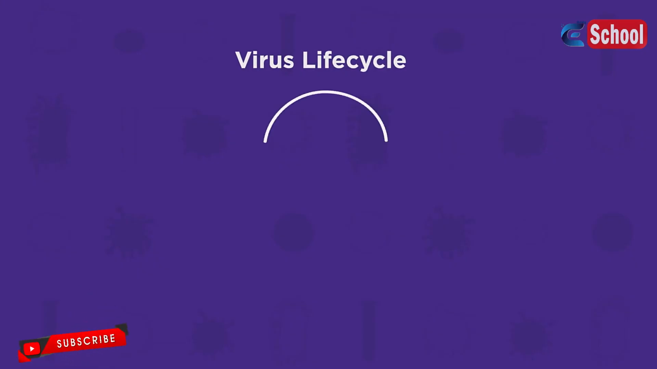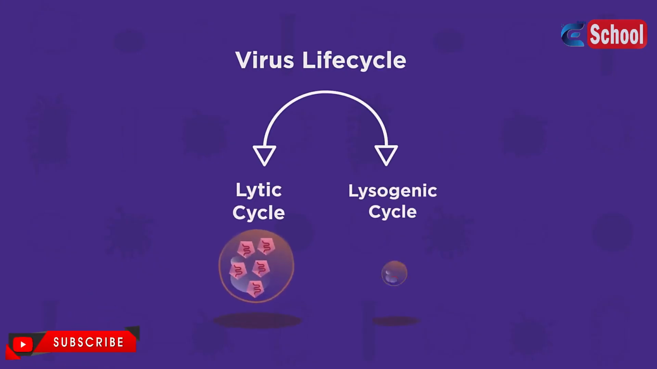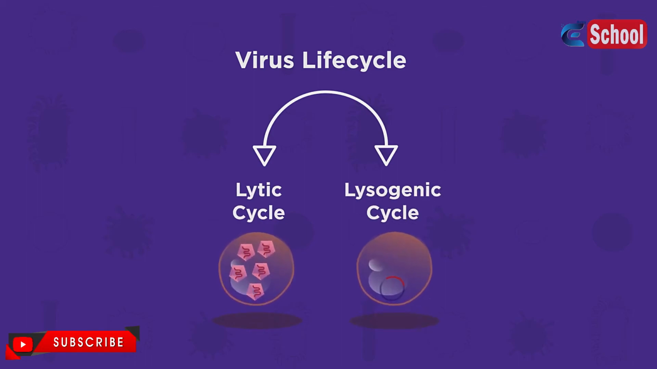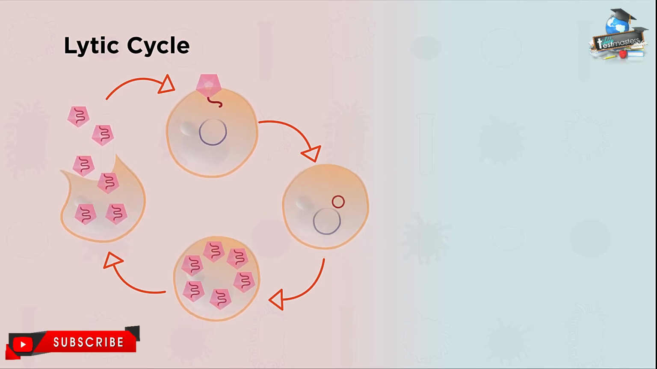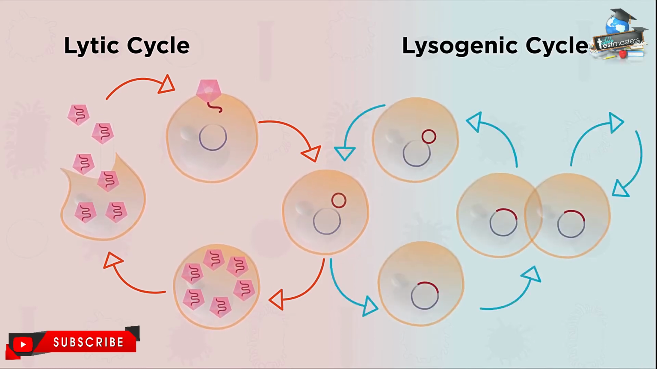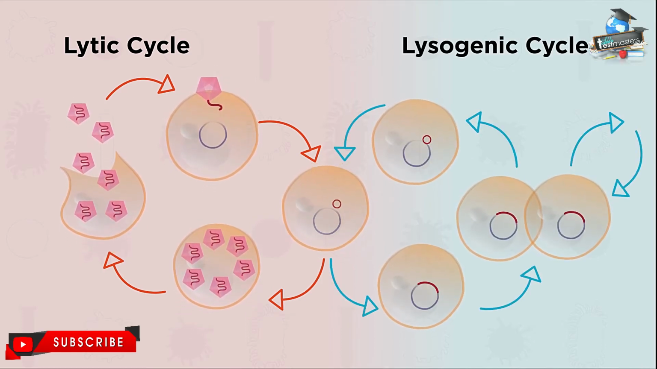The virus life cycle can go down one of two routes. The fast option, known as the lytic cycle, or it can take a slower option, known as the lysogenic cycle.